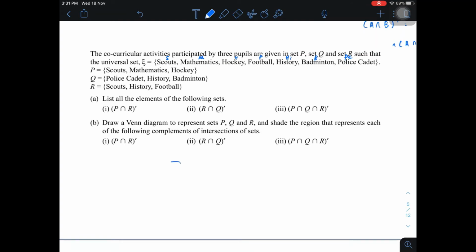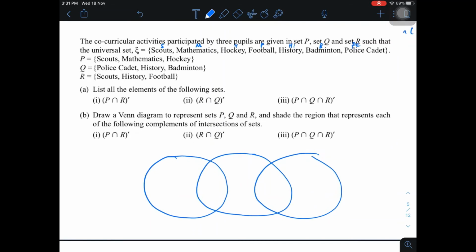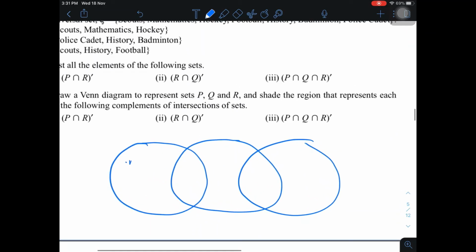Our circle will look something like this. I'll make it over so I have a little bit more space because it's all words, right? And the way I'll write down here is Scouts. This is from the previous question that we did. We understand the intersection, right? I'll just write it out now.